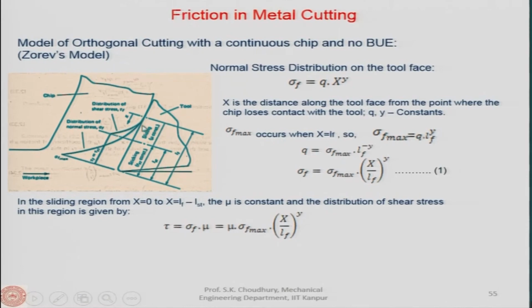So, the equation of this curve will be sigma f into mu, that is normal stress into mu, which will be the shear stress. And sigma f, we already found out, is sigma f maximum (x by LF) to the power y. So this is mu sigma f maximum (x by LF) to the power y. It is just multiplied by mu with the value of sigma f, which we have put here in terms of sigma f maximum.